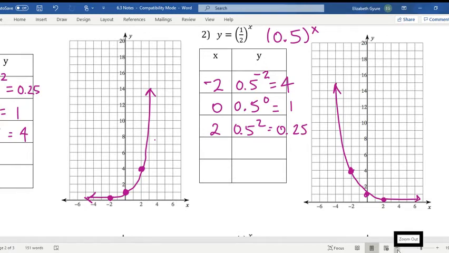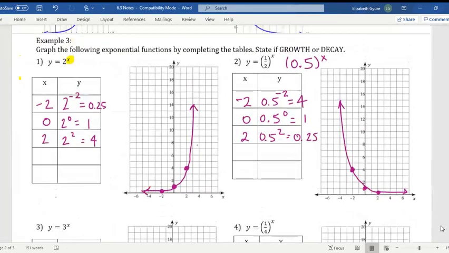And that's actually something I forgot that I want to make sure we can recognize. You're going to need to, I forgot about this part of the directions, state if growth or decay. So remember, growth starts down low, grows up high, decay starts up high, goes down low. So was number 1 growth or decay? Growth. Make sure you write this down because you'll have to identify this on the quiz. Was number 2 growth or decay? Decay. Good. All right. Questions about 1 or 2? Okay.